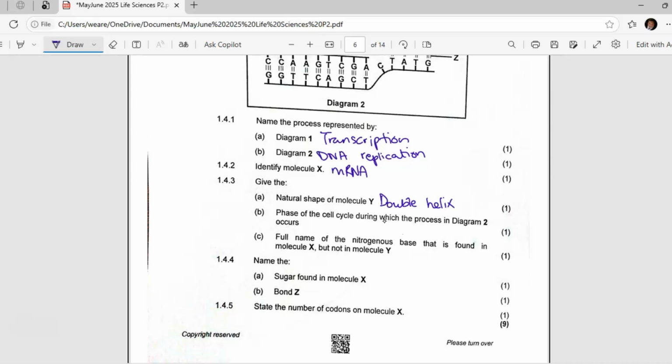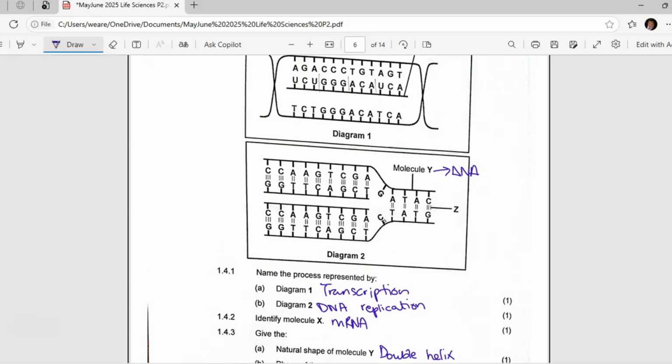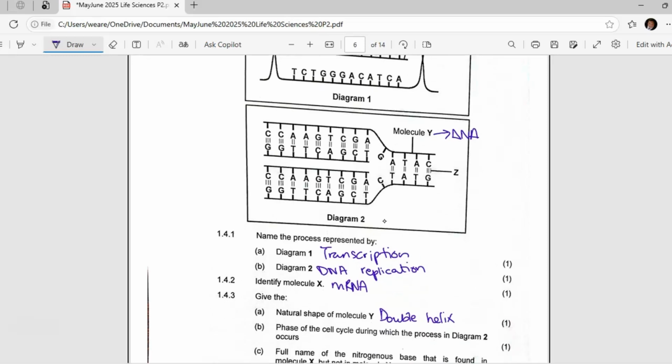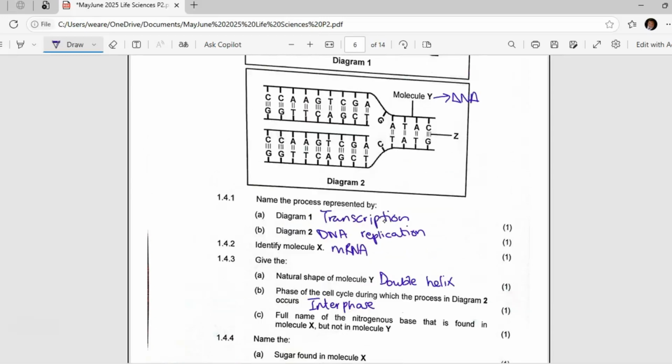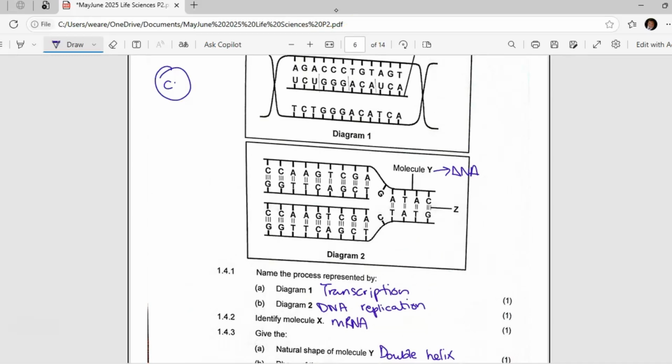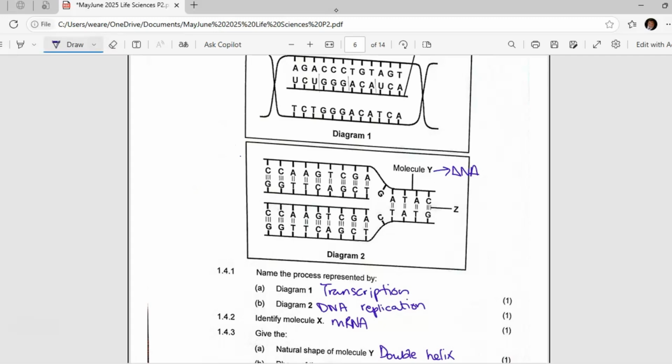Then they go on to say the phase of the cell cycle during which diagram 2 occurs. So they want to know, when does DNA replication occur? Now DNA replication occurs in the interphase, right? I'm not going to be explaining too much on this one, I'm just going to be taking you through the answers. But we have a cell division taking place here, and we have a cell division taking place there. Cell division A, cell division B. The period between these two cell divisions is what is known as the interphase, and it is in this interphase that we see that DNA replication takes place, right?